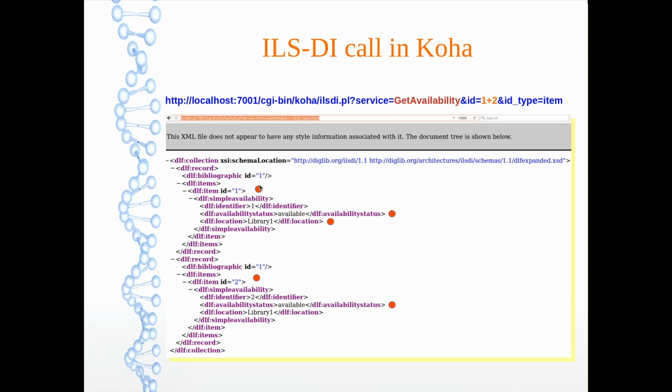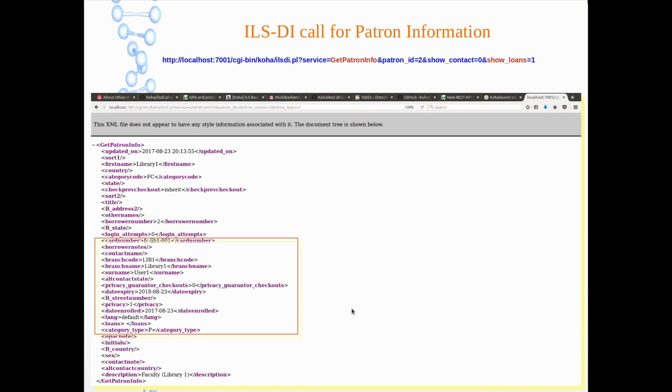Then under that biblio, item ID is 1. Then this can tell you whether it is available or not, and it can tell you from which library it is available. Similarly, here you can see biblio ID is still 1, but item ID is 2. Availability status is there and holding library is there. So additionally we can produce item level status by using an ILS-DI call.